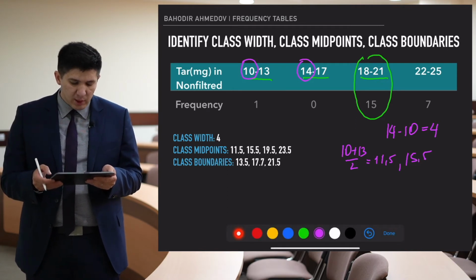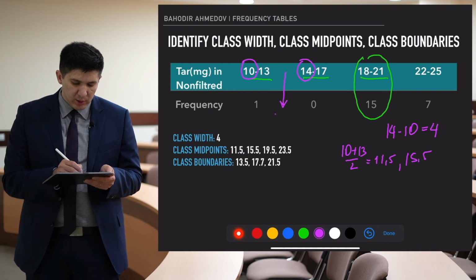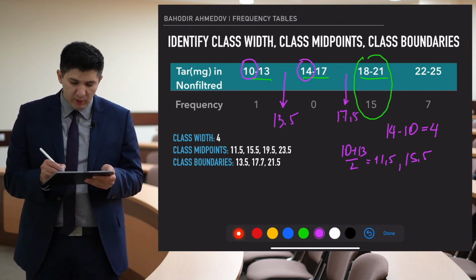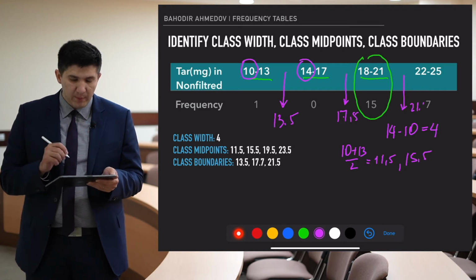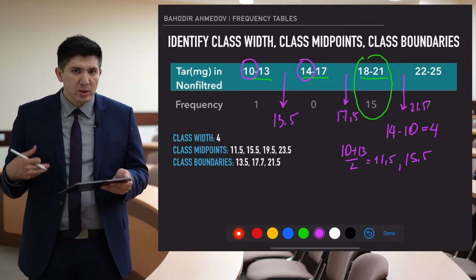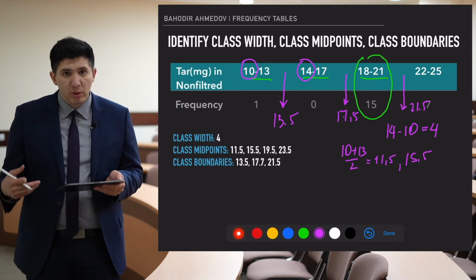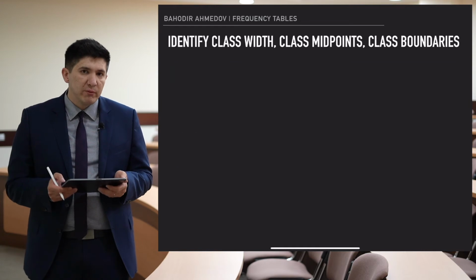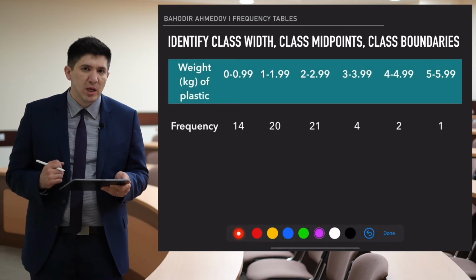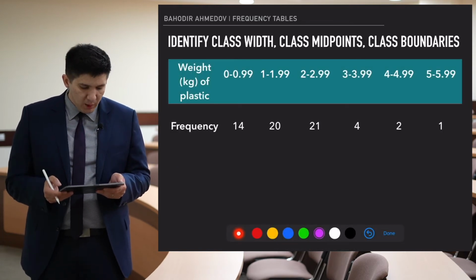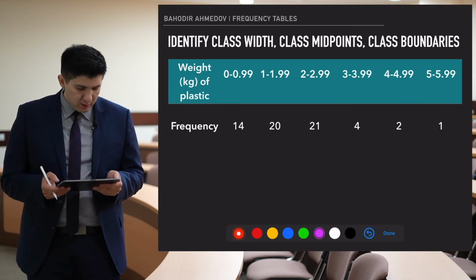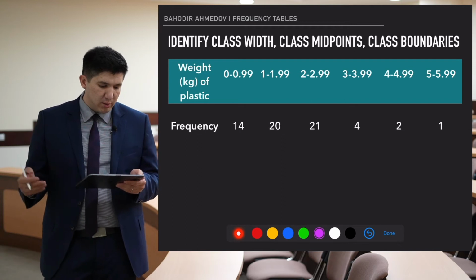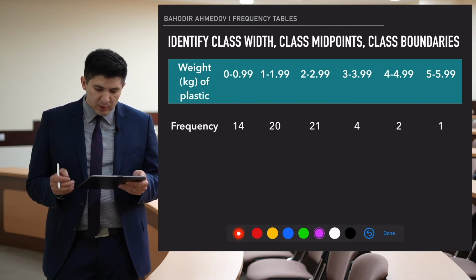The class boundaries are going to be the numbers in the middle between the two classes. It is going to be 13.5 here, 17.5 here, and 21.5 here. So this is how we are going to identify the attributes of the classes of the frequency tables. And it is going to be very helpful when we are going to construct the frequency tables by ourselves. So again, let's look at the frequency table, which shows us the weights in kilograms of the plastic bottles.